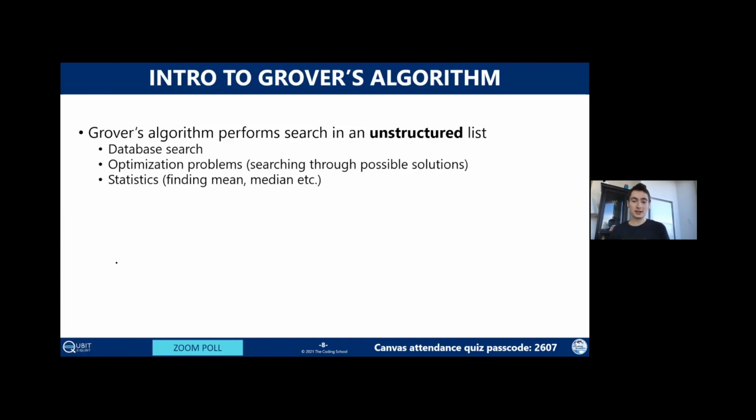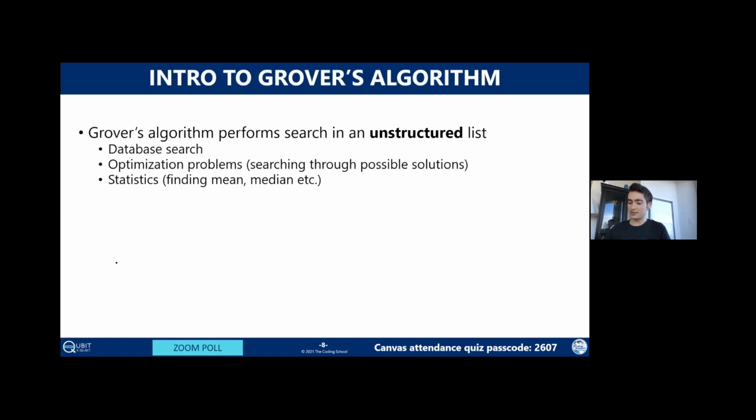So the problem it's trying to solve is what we call an unstructured search. So this is simply referring to searching for an element in an unstructured list. This is actually the exact same problem that we saw last week when we looked at linear search, right? So if you had a database of ages, students and their ages, those ages aren't sorted in any way, and you want to find out, are there students that are 19 years old? Then you would use what's called an unstructured search. And that's what Grover's search is.